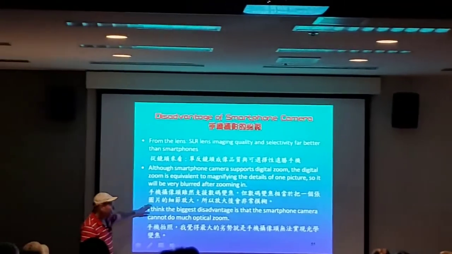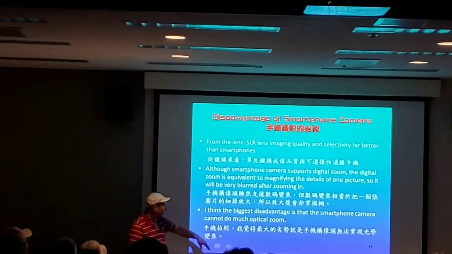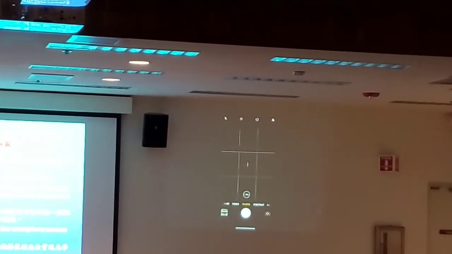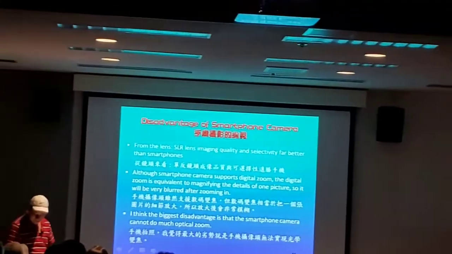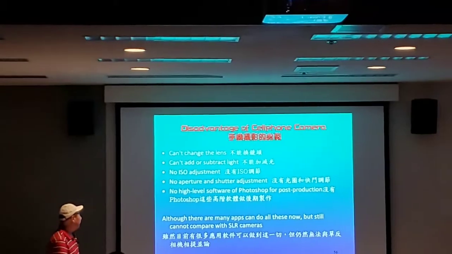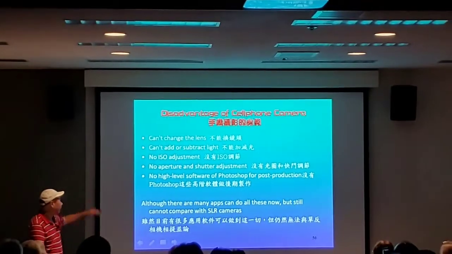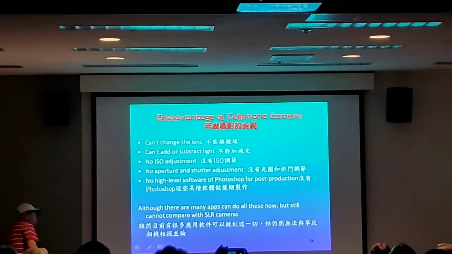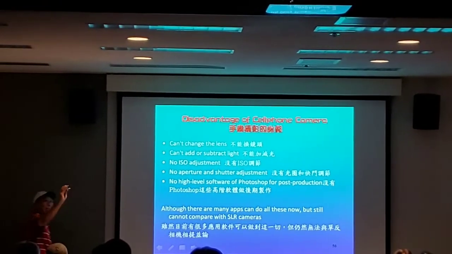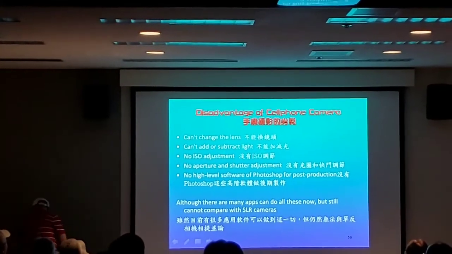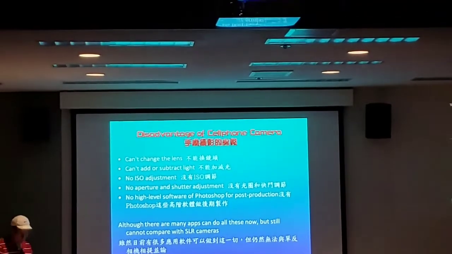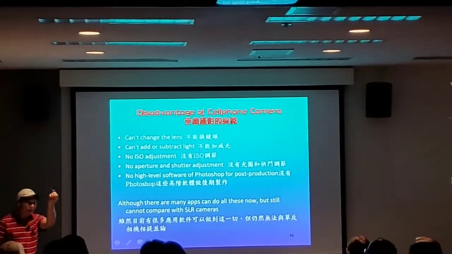So I think the big disadvantage for cell phones is you cannot do a lot of optical zoom. It's all digital zoom. That's the real disadvantage. And cell phones cannot change lenses either. Although you have all this stuff, this is the telephoto lens, 100 mm, and then you have the super wide angle, all these.